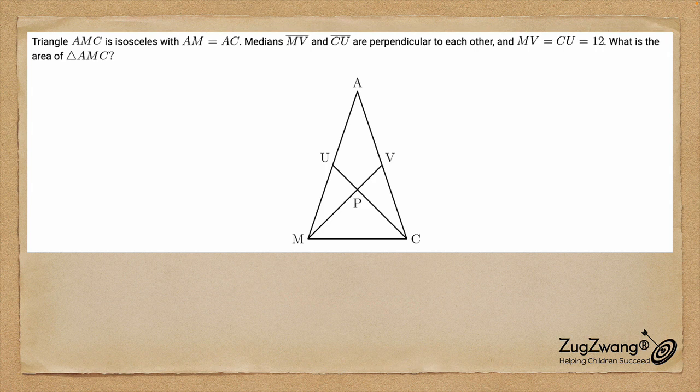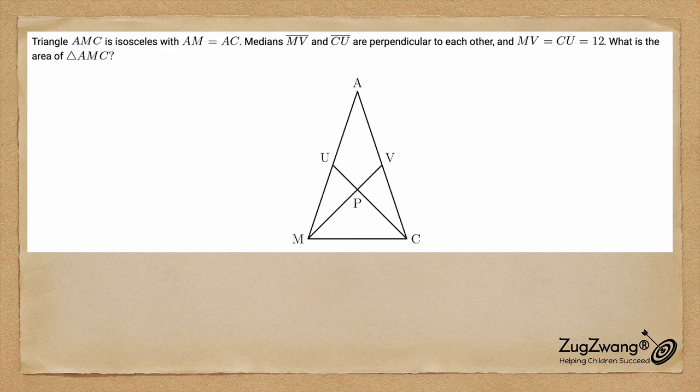So a median is a line that connects one vertex with the opposite side. In this case, if you take MV, M is the vertex which connects with the side AC, but it connects at a very specific point. It connects at the midpoint of the side. So U and V are midpoints of AM and AC respectively.